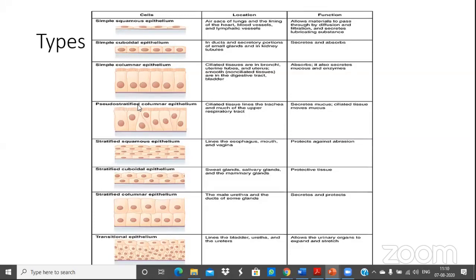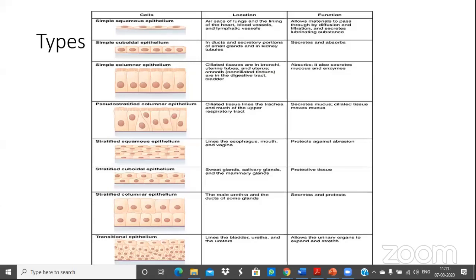This is another type. The fourth one is called pseudo-stratified. See, already I told you, simple epithelial means a single layer. Stratified means more than one layer. But this pseudo-stratified looks like a stratified epithelial tissue, but actually it is a simple epithelium that looks like a stratified epithelium. So they named it pseudo-stratified columnar epithelium. It's only one layer, but the different shapes make it appear like a stratified epithelium.